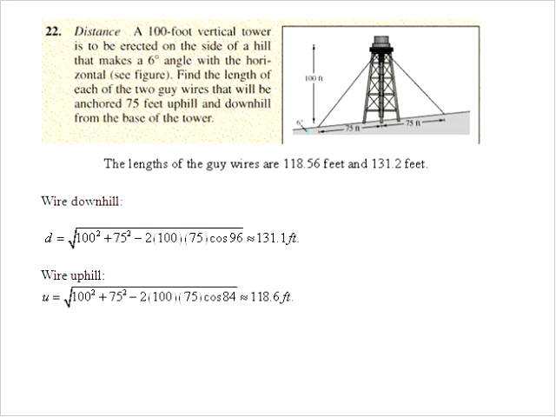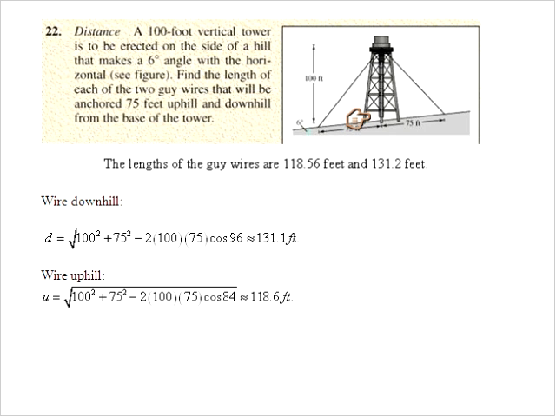Here we have this vertical tower, and we know that the vertical tower is 100 feet tall, and it's on a hill, and we need to find these guy wires that are anchored to this tower. We know that there's 6 degrees right here with the angle with the horizon. So we're going to use that information to find this angle in here.